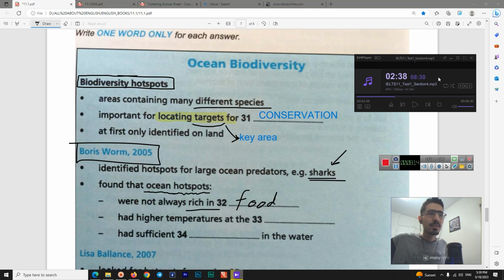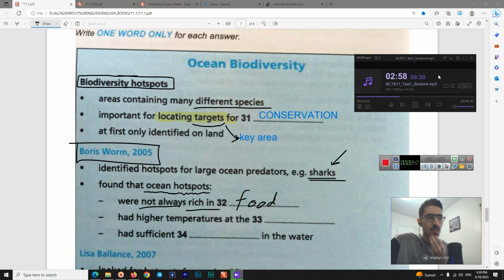Listen. Like sharks, and looked at what they had in common. The main thing he'd expected to find was that they had very high concentrations of food. He expected that they would have high concentrations of food. But to his surprise, that was only true for 4 of the hotspots. It was only true for 4 of them, so all of them, no. Not always rich in food, only 4 of them. The remaining hotspot was quite badly off in that regard.